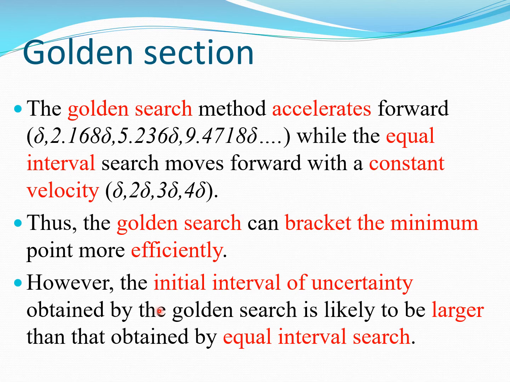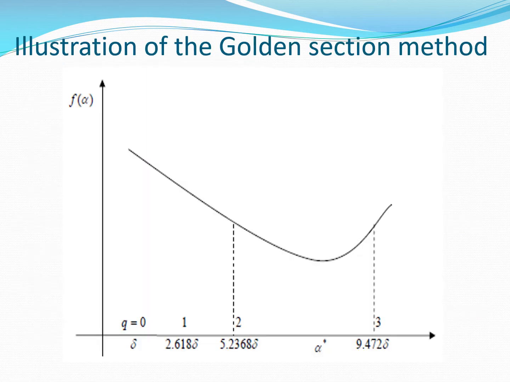But you see, the negative side is that the interval of uncertainty you will get in the first shot is likely to be larger than that obtained by the equal interval search. So for example, if my minima lies between 3 delta and 4 delta, this is going to be a smaller interval than if it lies between 5.236 delta and 9.4718 delta.